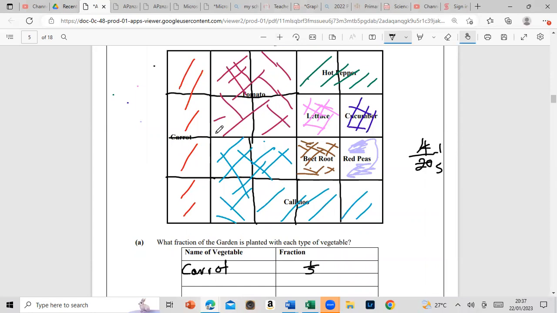Let us look at the tomato now. Again, that is the same as this. So the tomato is the same as the carrot. So that means it's the same fraction, right? That's the same 4 over 20. So that will work out to 1/5 again. Alright, so we do these two. So we have the carrot and tomato.